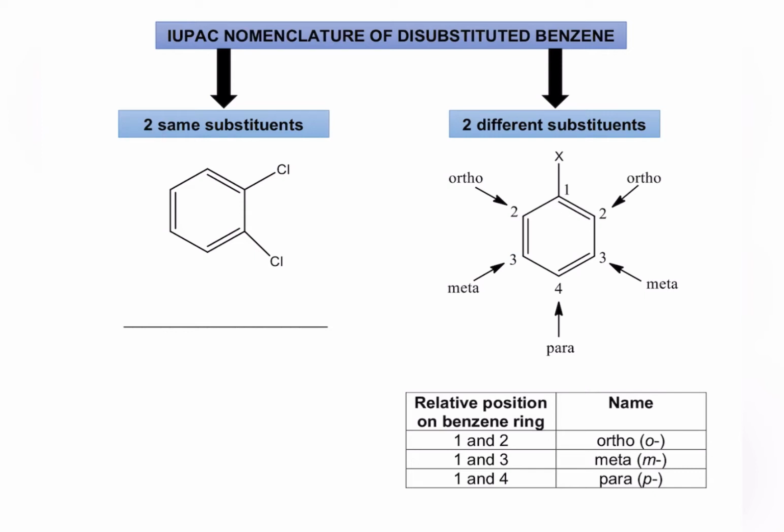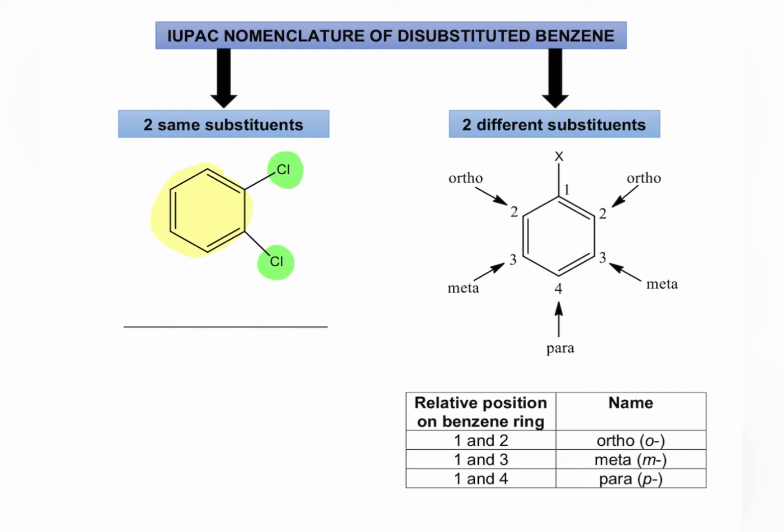The first one is two same substituents where you are going to have, for example, this structure. So you got benzene with two chlorine atoms attached to it. For this naming, we are going to name the benzene as its parent. So the whole benzene ring will be the parent, and your substituent is going to be your chlorine atom. So you got two of it, which means two identical substituents.